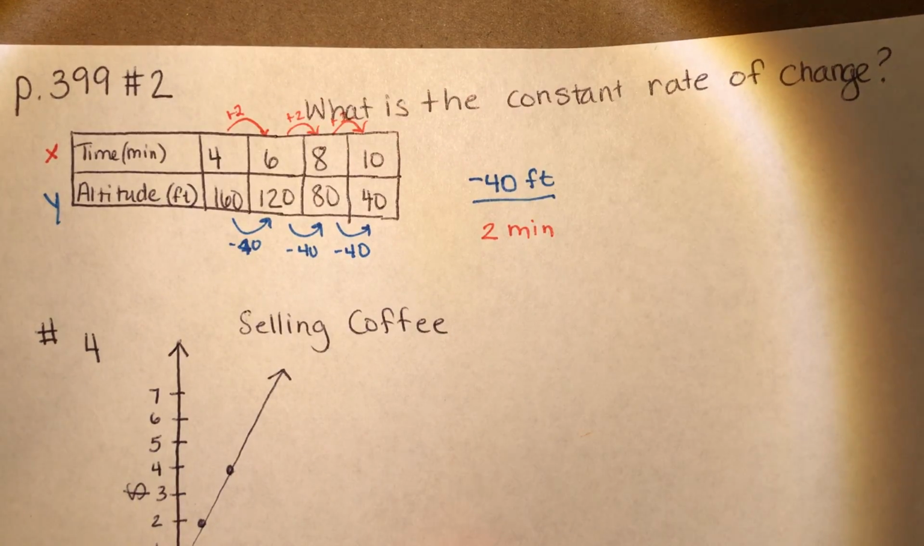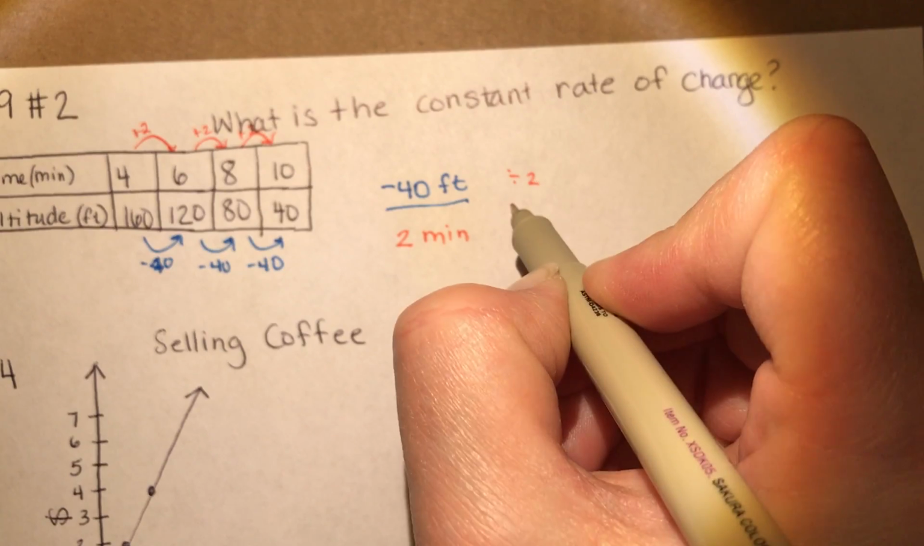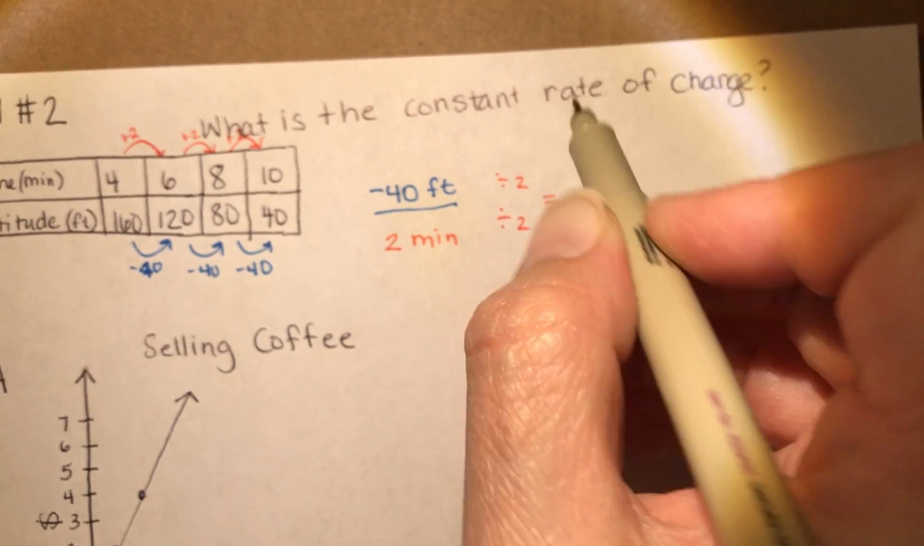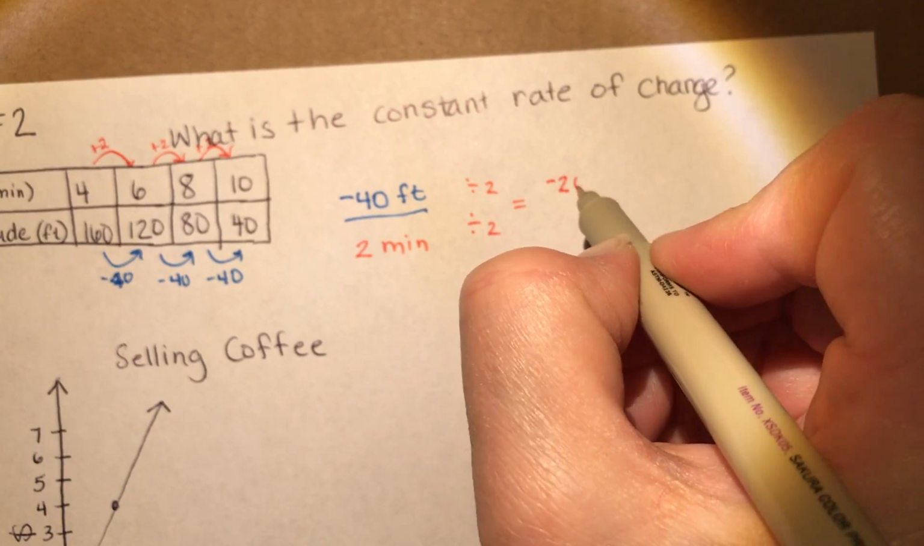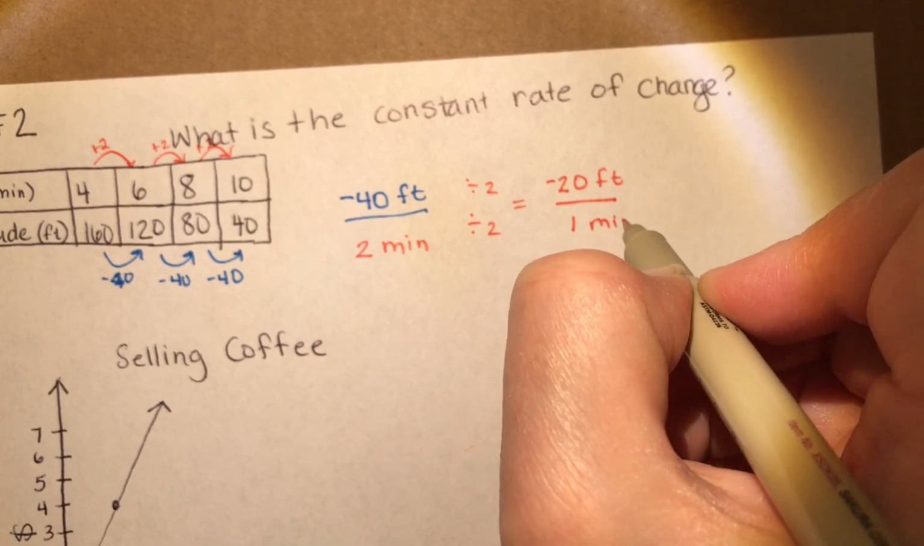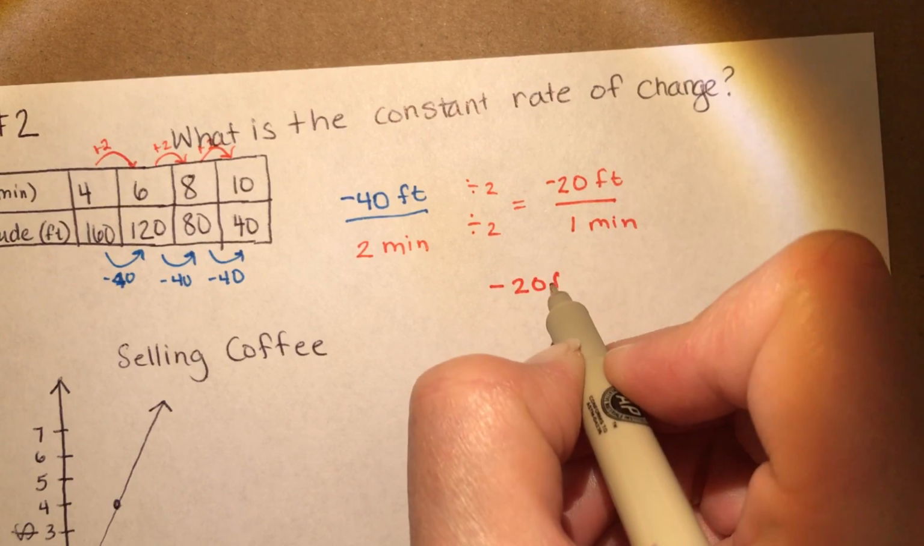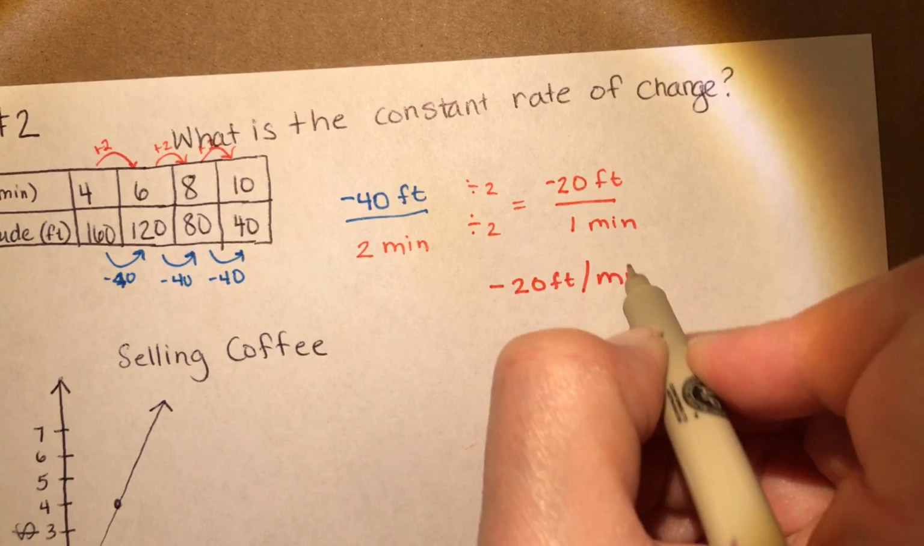Now, this should be reduced. So we're going to go ahead and divide by 2, and we end up with negative 20 feet per 1 minute. Some people will leave it like that. Some people will rewrite it as negative 20 feet per minute.